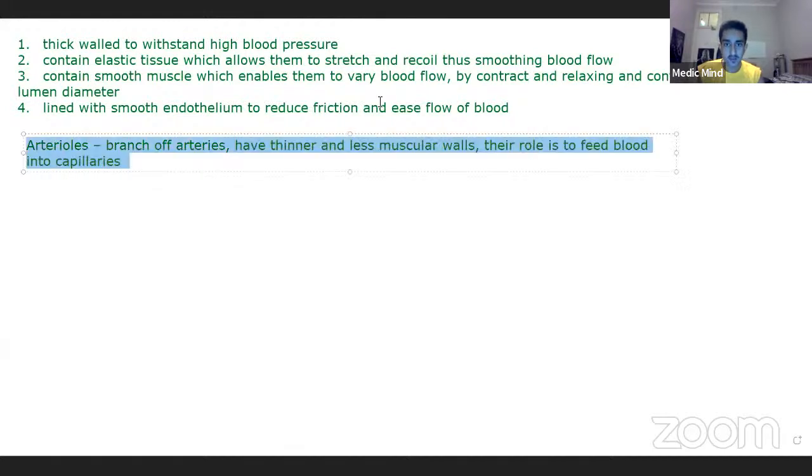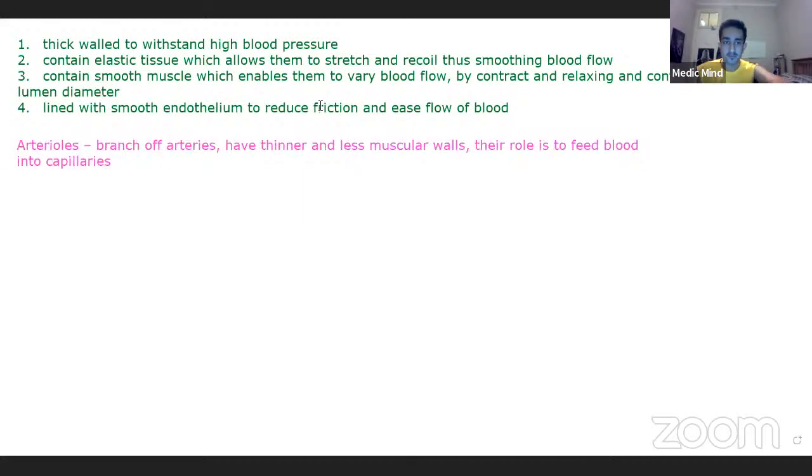And I've put my arterioles in, oh, that's not a good color. You copy that down. Put them in purple.